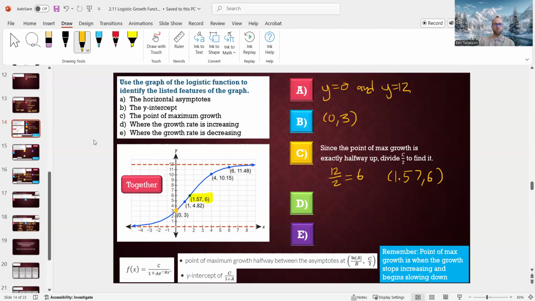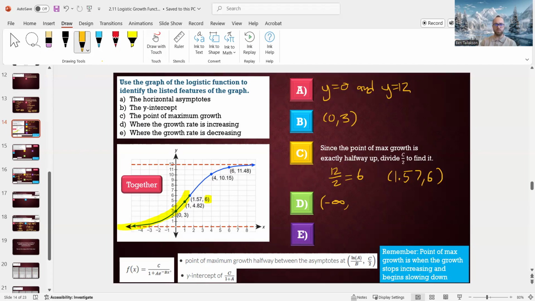D, where the growth rate is increasing. So this is a domain. You are listing this just as a domain. So where is it increasing? Okay, well, we went over this, right? We said this entire way, all the way up until the point of max growth is increasing. So we could say from negative infinity, because remember, this horizontal asymptote at the bottom at y equals 0 means our graph line will never touch or cross it.